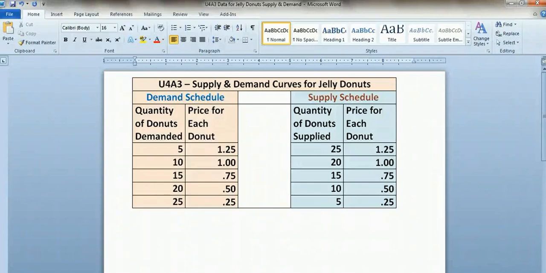This video will help you with the supply and demand curves for jelly donuts, which is the U4A3 assignment. You'll note here that we have data for the demand schedule, and over here we have data for the supply schedule. We will take this information and graph these schedules, so you'll see how a demand curve and a supply curve fit on one chart.